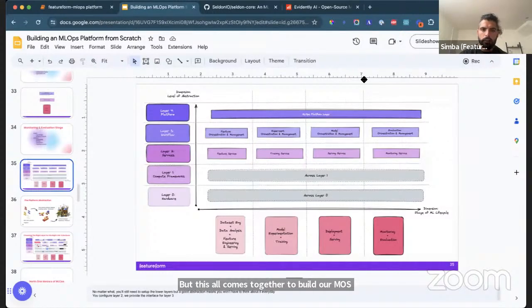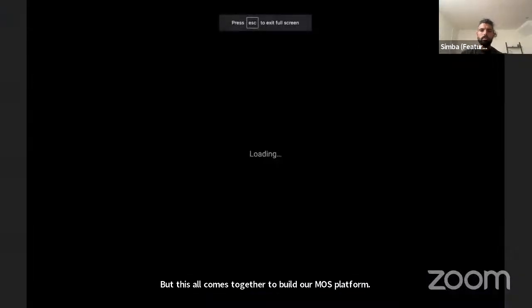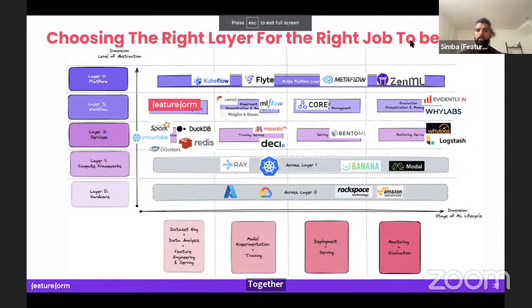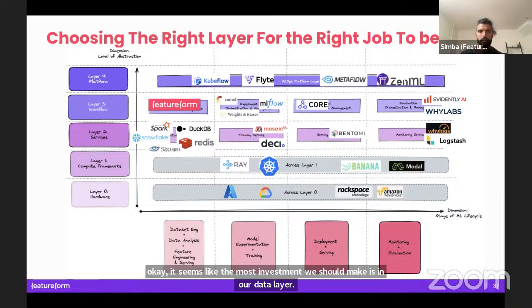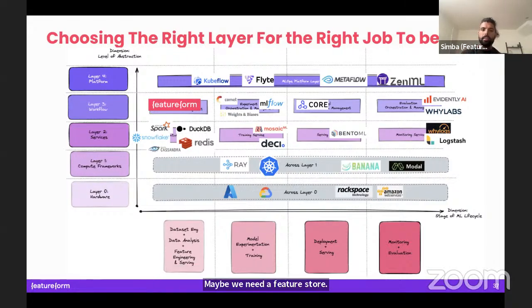Together, you can stop thinking about tools as, oh, there's 4,000 MLOps tools, which one should I use? Rather, if you use this framework that I provided, you can start to think of where your pain points are. You can think of those metrics I talked about, talk to your data scientists, really understand where their pain points are, break it down via this kind of breakdown and understand, okay, it seems like the most investment we should make is in our data layer. Maybe we need a feature store. And being able to back that up with ROI, being able to measure that correctly and see that it's providing value.